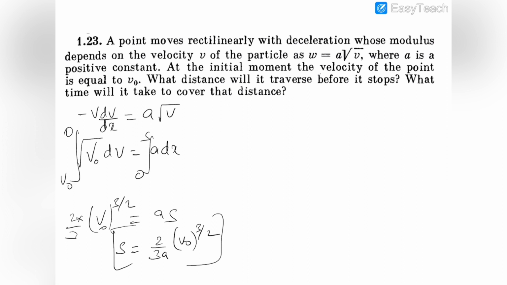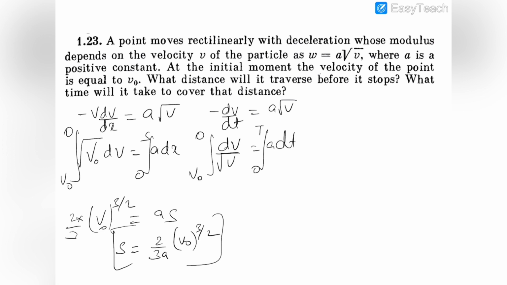So to calculate the time, let us write down acceleration as minus dv by dt, and that would be equal to a root v. So dv by root v is equal to a dt, and the limits would be from v0 to 0, from 0 to t.